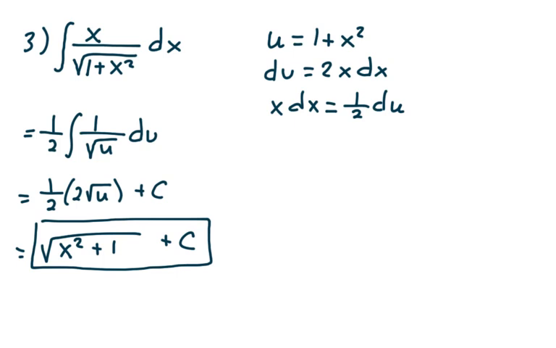And so here, I'm going to let u equal 1 plus x squared. du is 2x dx. x dx is 1/2 du. And it's a really clean problem. It's 1/2 the integral of 1 over the square root of u du, which is 1/2 of 2 square root of u plus c. The 2's cancel, and we get the square root of x squared plus 1 plus c.